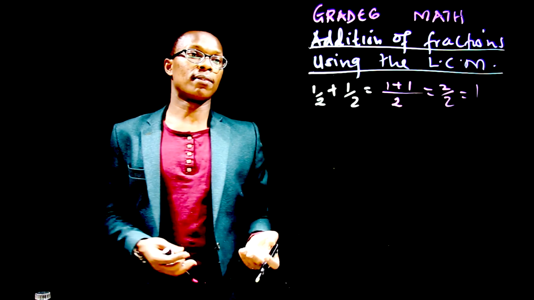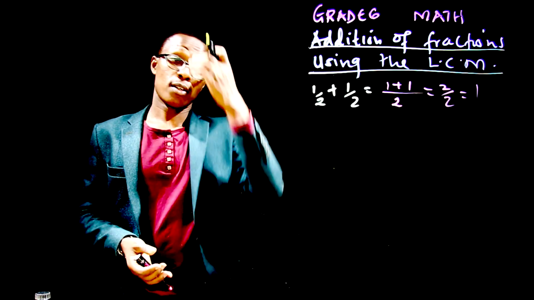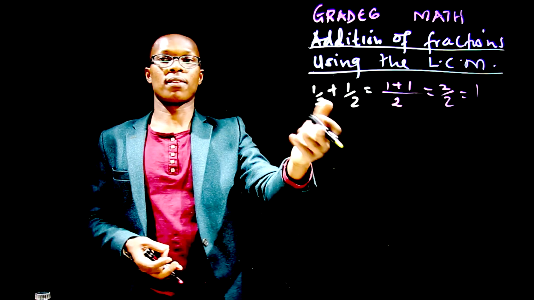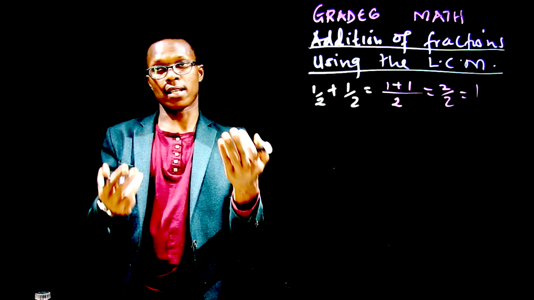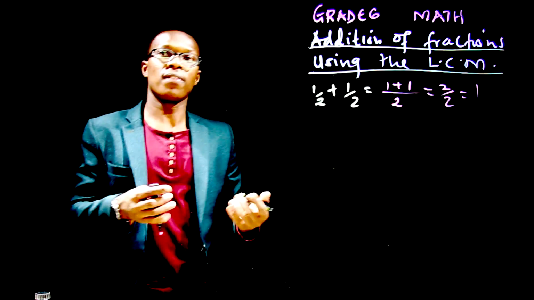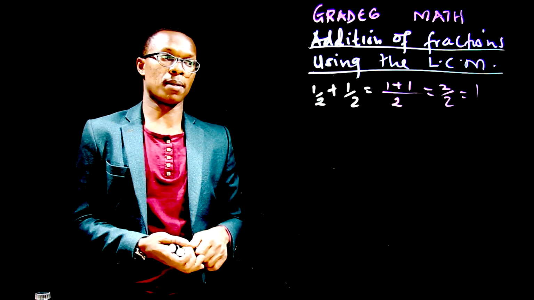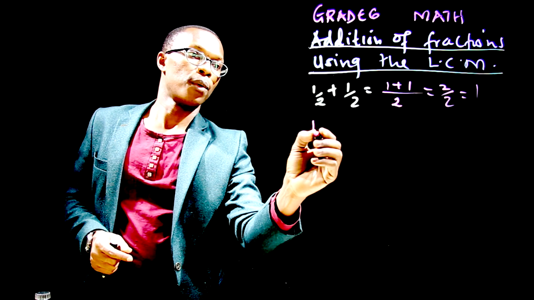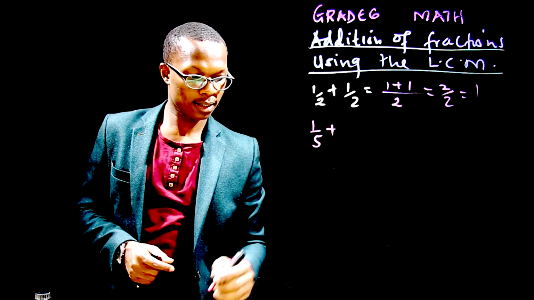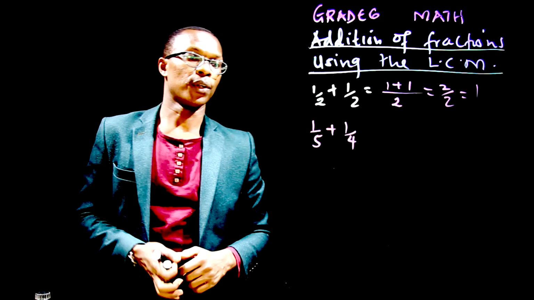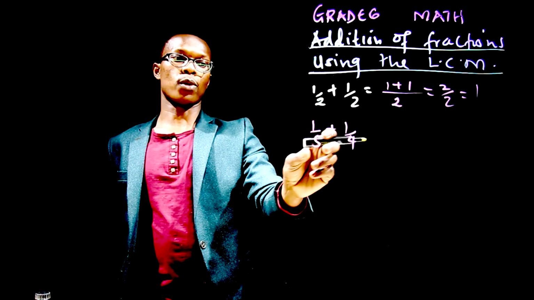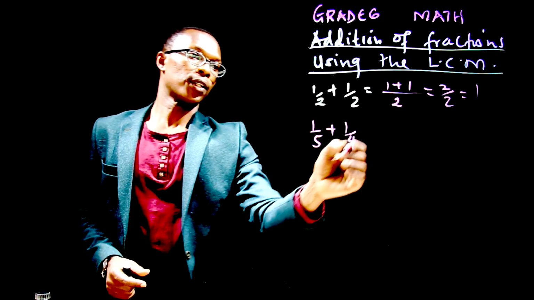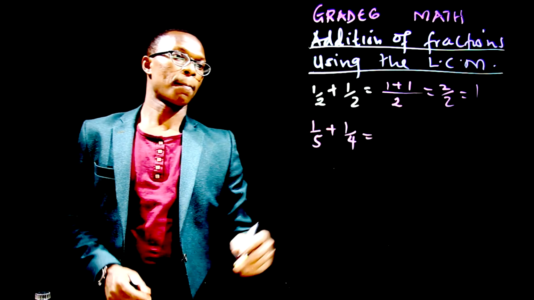Now, sometimes you have different numbers at the bottom. If they have the same bottom numbers, they are normally referred to as like fractions. What about if it's unlike fractions? They have different numbers at the bottom. What do we do? Let's see, for example, we have 1 over 5 plus 1 over 4. You can see these are unlike fractions. Why? Because they have different numbers at the bottom. All right? Good. So let's see how we can do this.